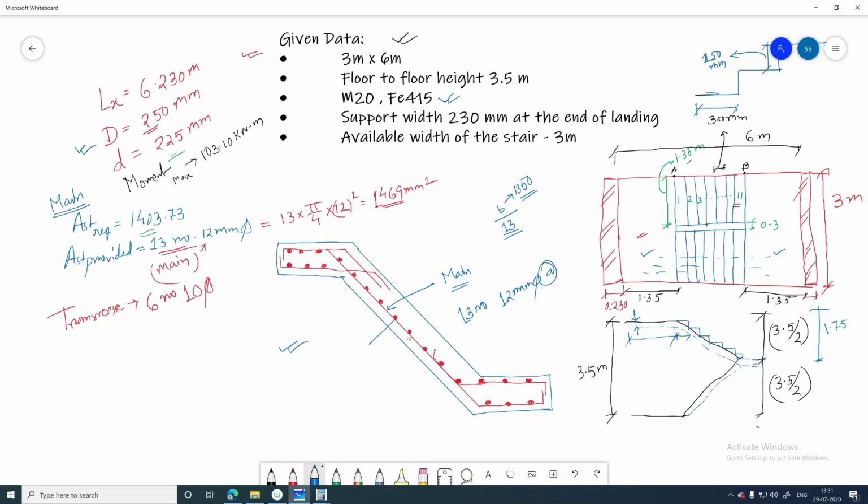And these are the transverse reinforcement where we have provided 6 numbers of 10 mm dia. The center to center distance is 1350 by 6, you can provide here. So yeah, this is the reinforcement detailing. Likewise we have done in the slab. This is the reinforcement detailing of the staircase.